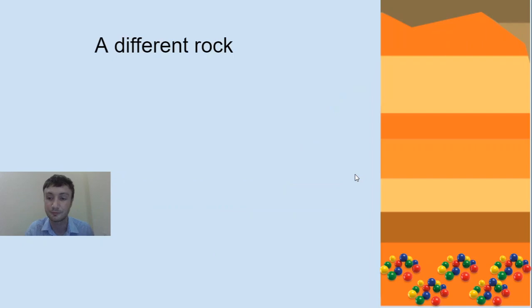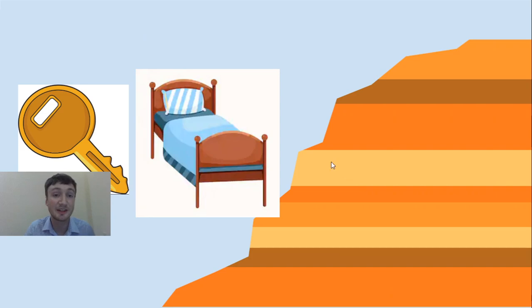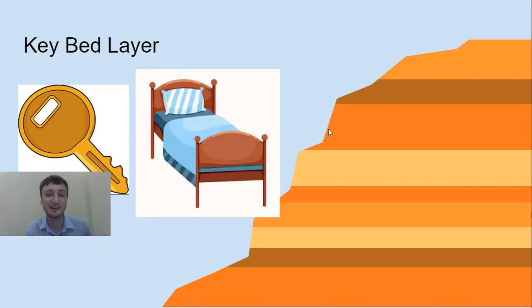But obviously I made this up. It didn't really rain marbles, I'm afraid. I just made it up. But we have a name for this type of layer, this type of layer that we can use to learn stuff about other rocks, because we know we're going to see it everywhere. We call it, can you guess? A key bed layer. That's what we call it. And they're really useful. It helps you learn things about different rocks.